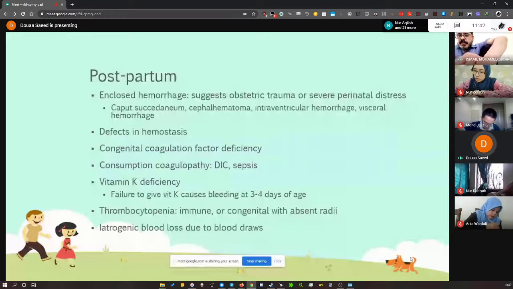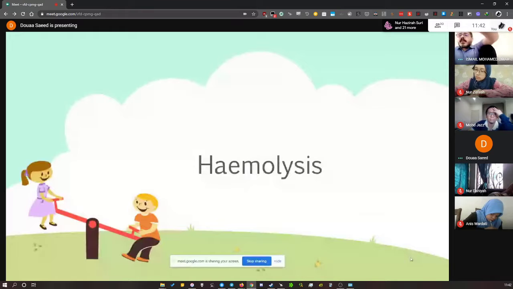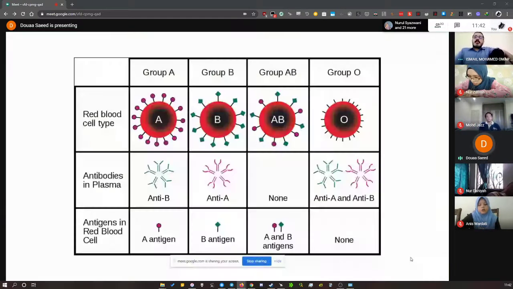So this is just a picture of the hemorrhage. We're going to move on to hemolytic anemia. So these are the usual blood groups: A, B, AB, and O. This is just a revision. In group A, the antibodies in plasma will be anti-B. In group B, antibodies will be anti-A. AB will have no antibodies. Group O will have antibodies for both.